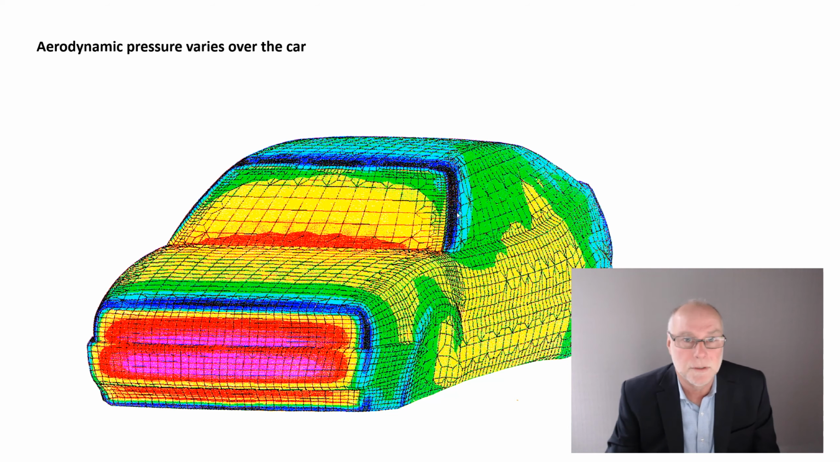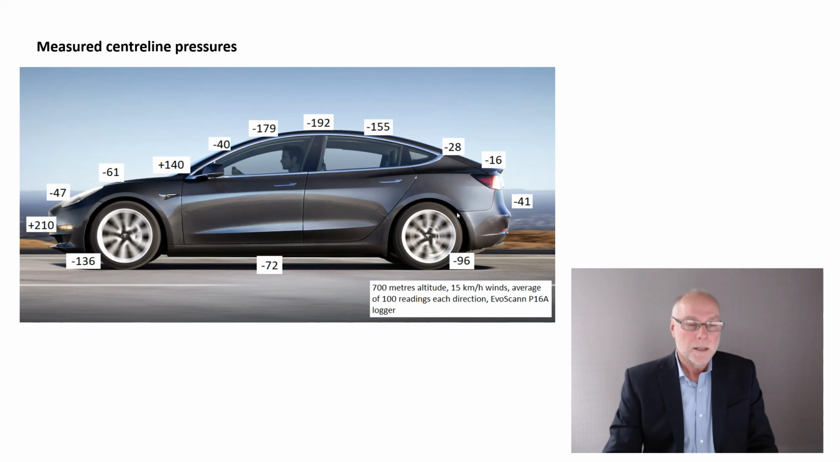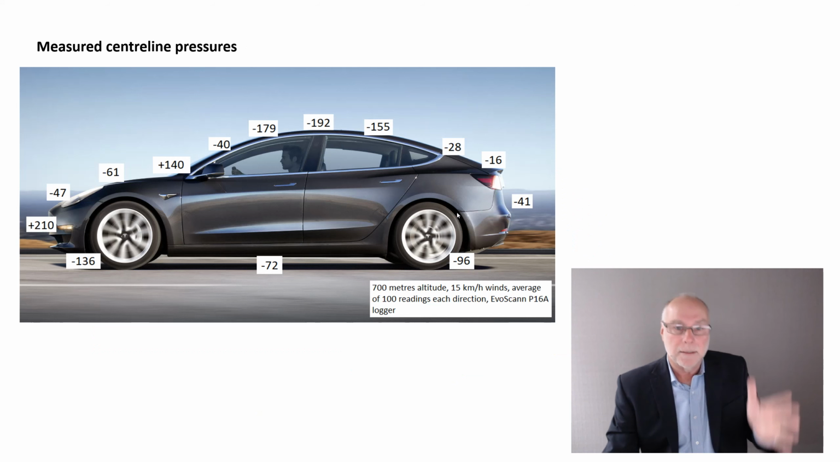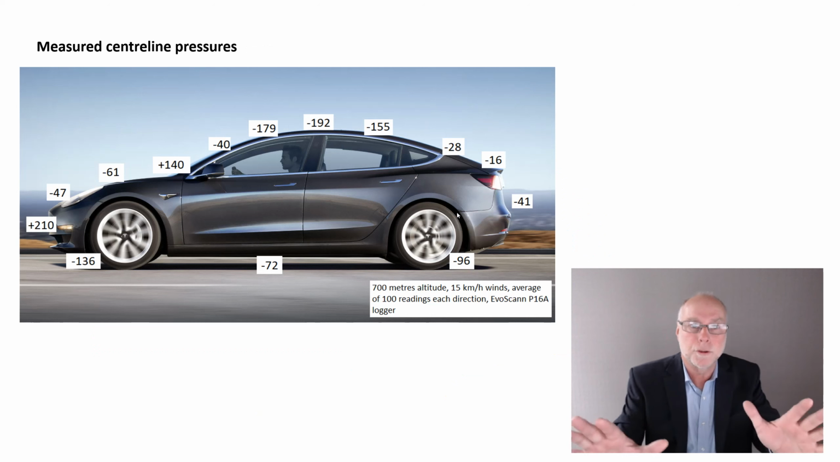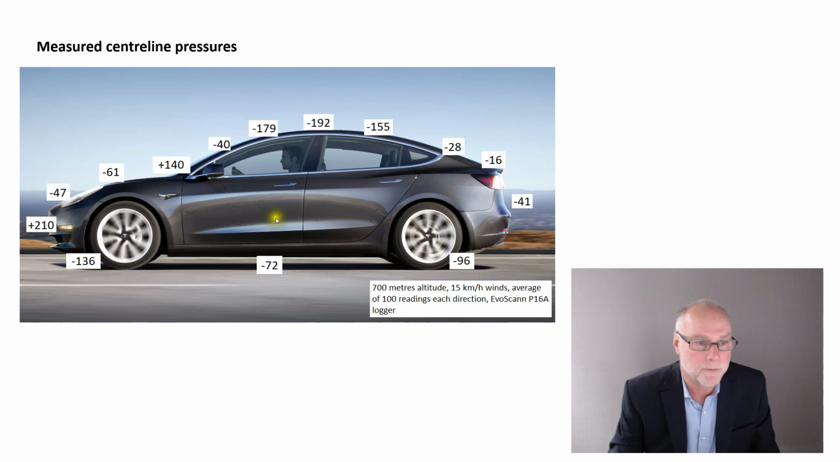So let's look at this in more detail. Here are the pressures that I measured along the centre line of a Model 3 Tesla. Right down the middle of the car, underneath and on top. A positive pressure means there's a push on the panel, just like we saw a moment ago at the front of that model car. Here we can see on the Tesla, there's a push occurring, plus 210 units. But we can see as the airflow wraps around the leading edge of that bonnet or hood, there's a negative pressure, minus 47, a pull on the panel.